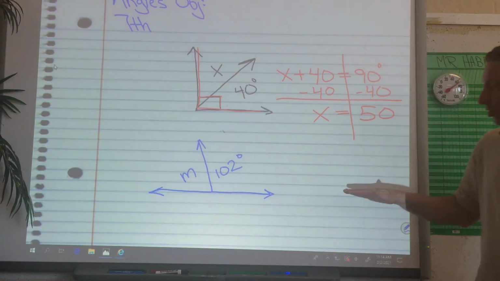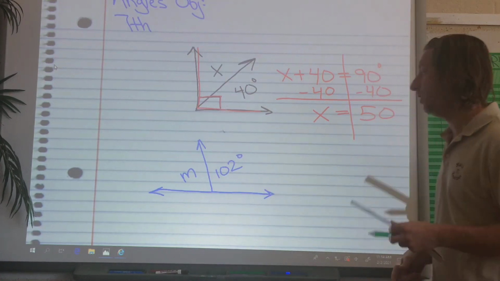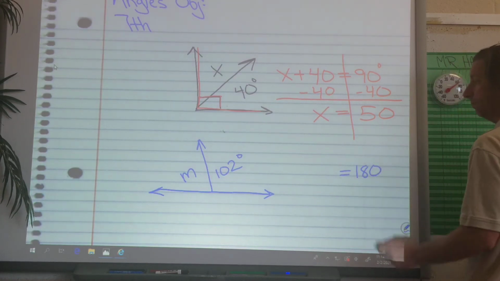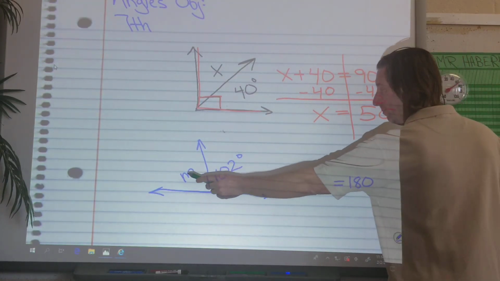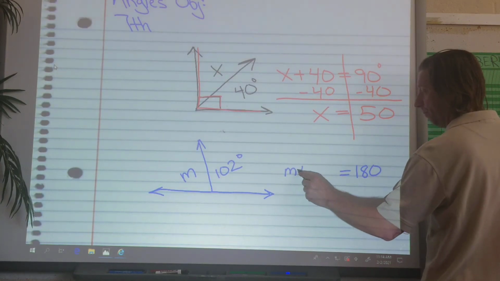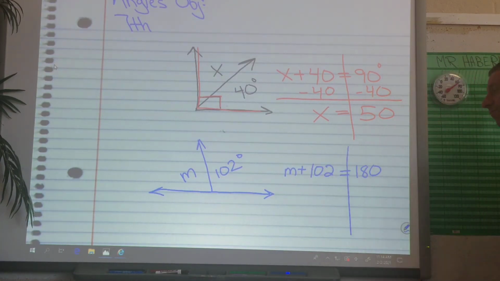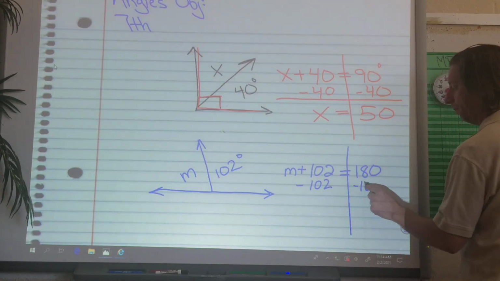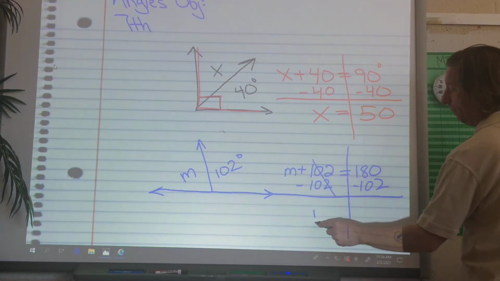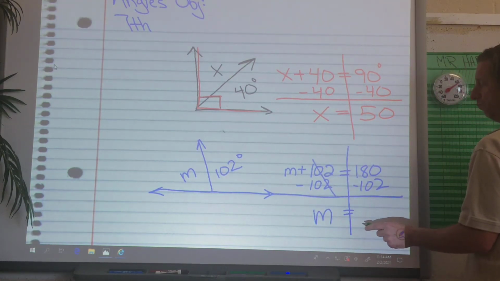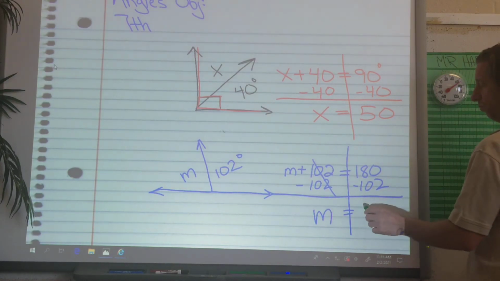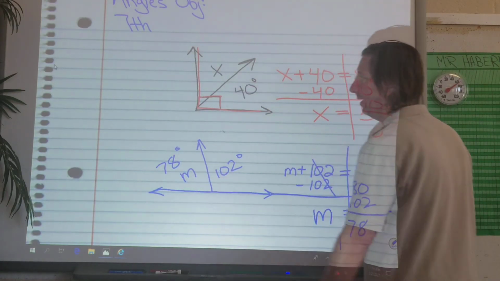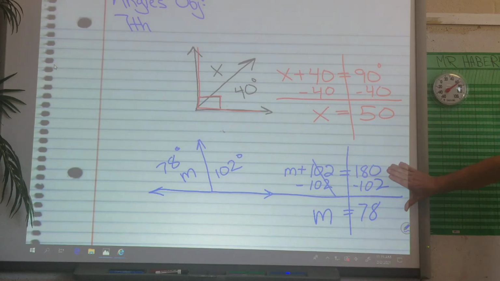All right, so this one makes a straight line. There's no right angle, right? So we know they have to add to what? Well, there's supplementary angles. This one has to add to 180. And what has to add to 180? M and 102. Draw your line and solve it. Cancel out. M is 78. Okay?